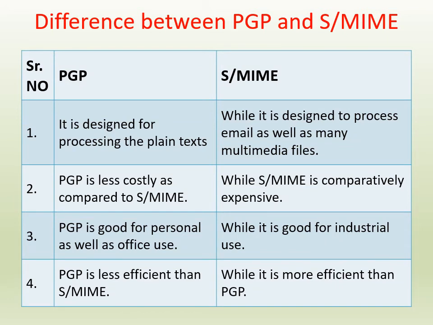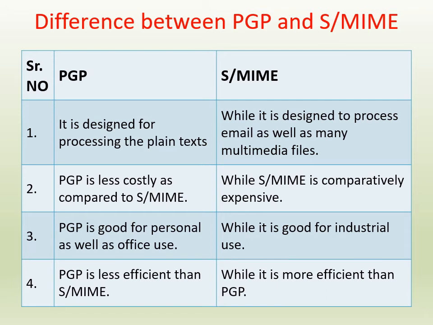As compared to S/MIME, PGP is less efficient. PGP depends on user key exchange, whereas S/MIME relies on hierarchically valid certificates for key exchange. PGP is comparatively less convenient. S/MIME is more convenient. PGP contains 4096 public keys, while S/MIME contains only 1024 public keys.